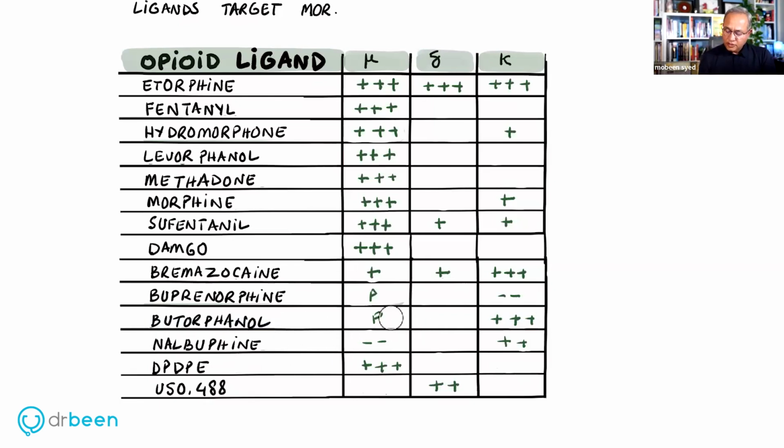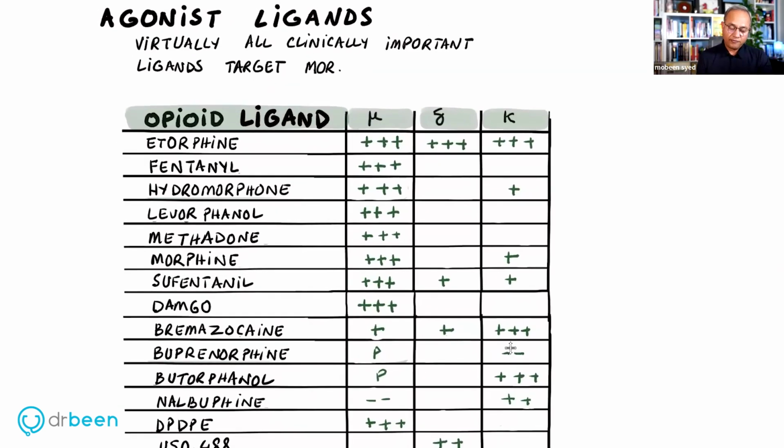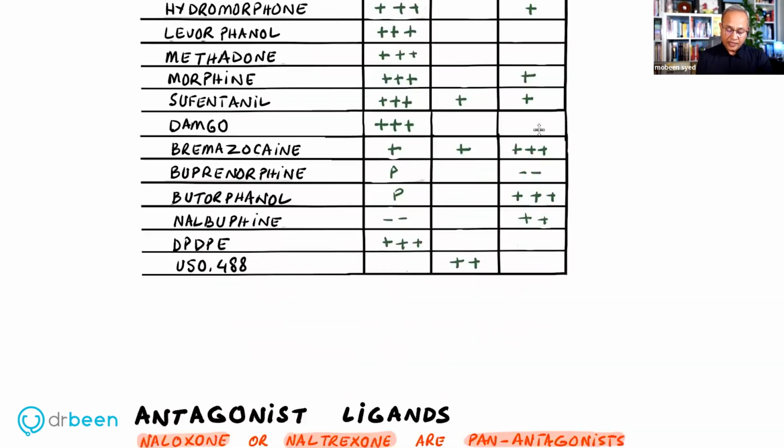So butorphanol, partial agonist plus kappa agonist; nalbuphine, antagonist to mu and agonist to kappa. DPDPE is mu agonist and U50488 is delta agonist. So this is one list of the drugs that are agonists.